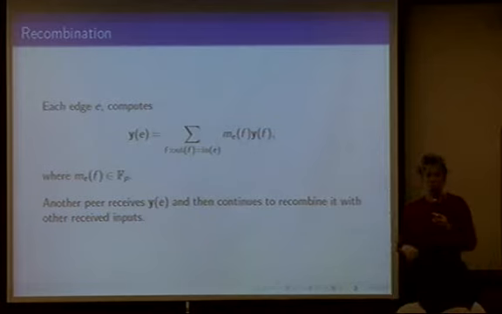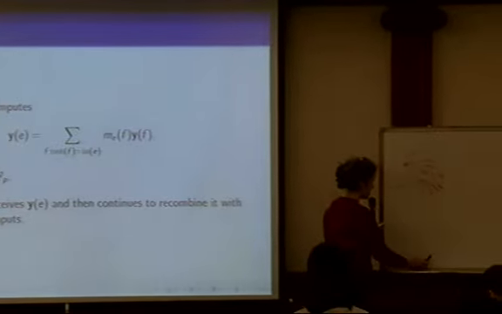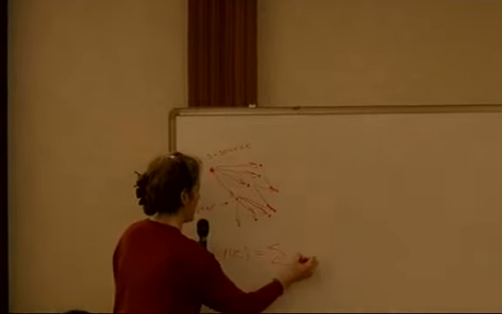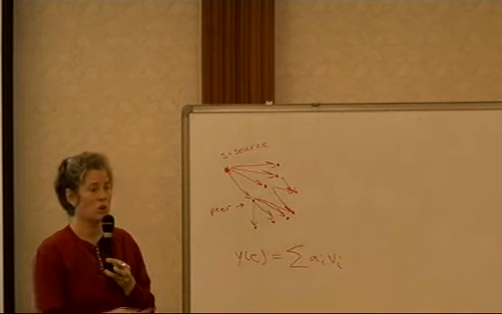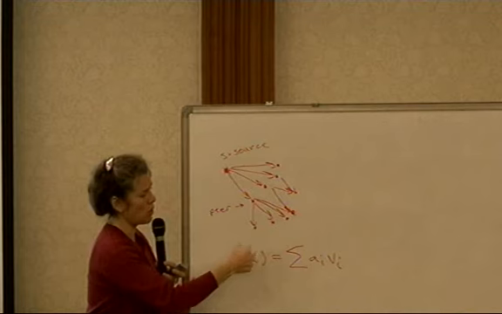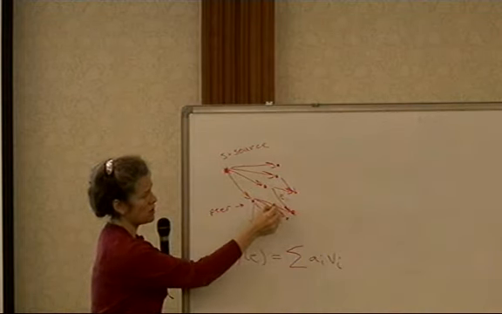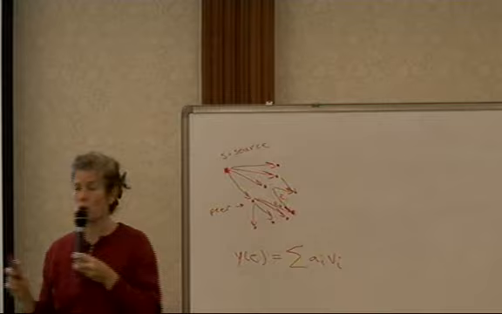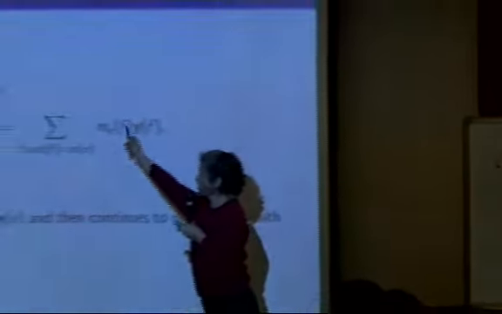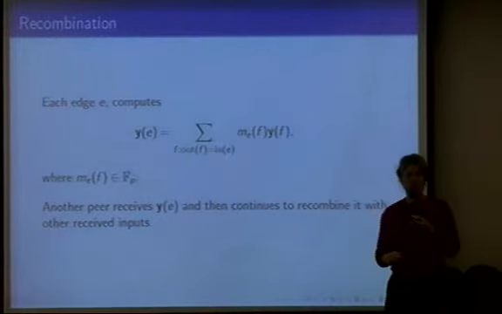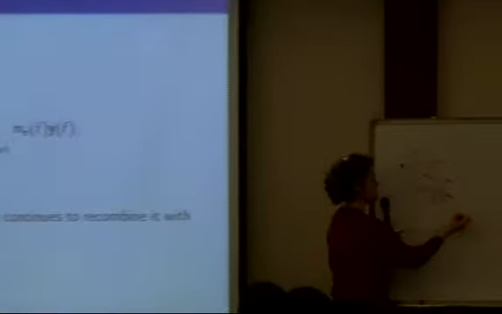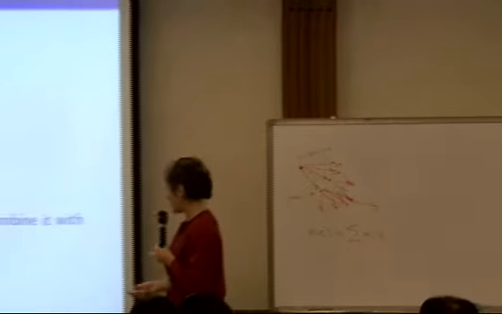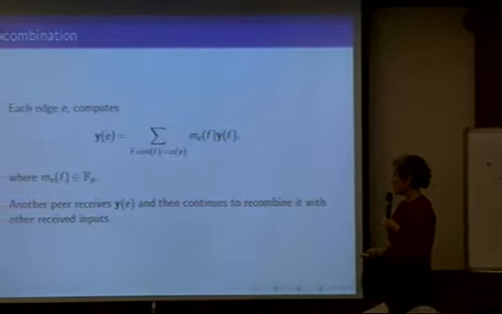I realize this notation was a little bit confusing, so let me just say what the y(e) is supposed to be. The y(e) is any linear combination, call it a_i's, of the v_i's. So if you're a peer here, you receive a y(e), say this is e1 and this is e2, you receive y(e1) and y(e2), and then you recombine them with your own scalar multiples that you pick. These are your scalar multiples. And you recombine them and you have a new combination that you now send out to someone else. So that's the notation that I'm using here. And so you continue to recombine these packets.